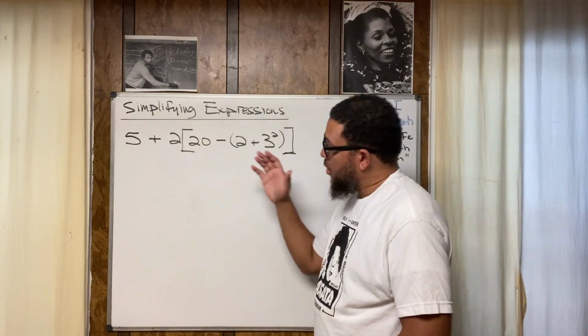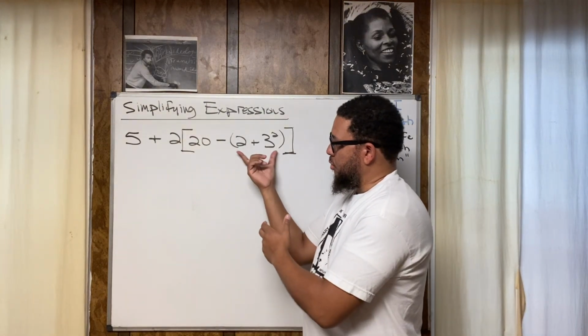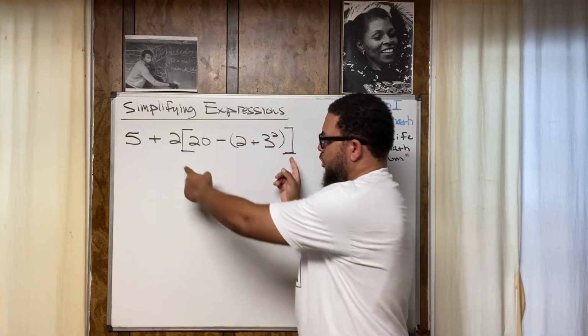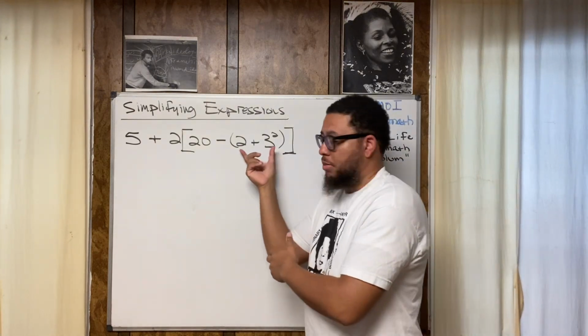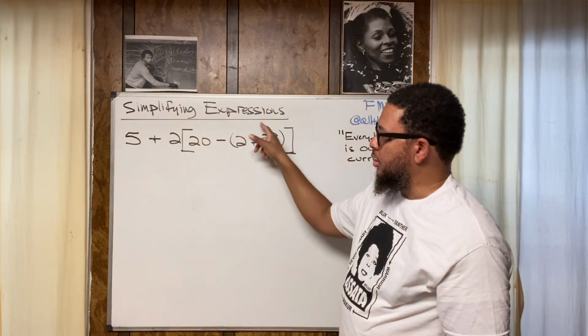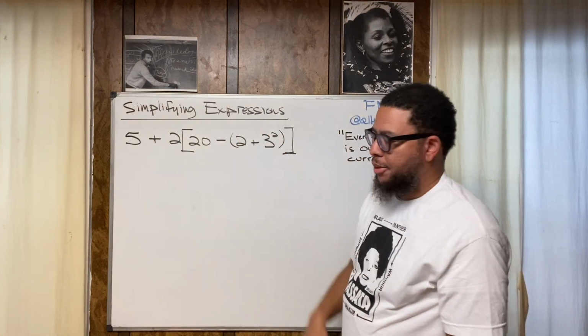So this is a grouping symbol. These parentheses are a grouping symbol. These brackets are a grouping symbol. So what we should do is work out the innermost grouping symbol, which is this one right here. Simplify this expression right here, 2 plus 3 squared.